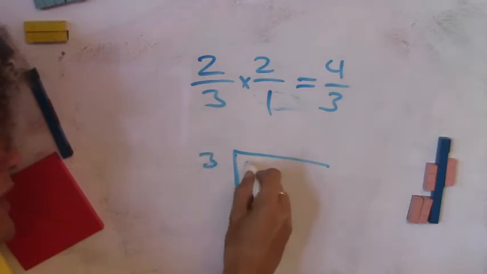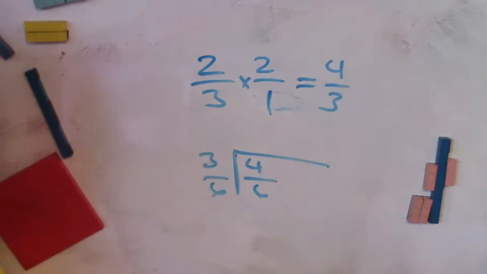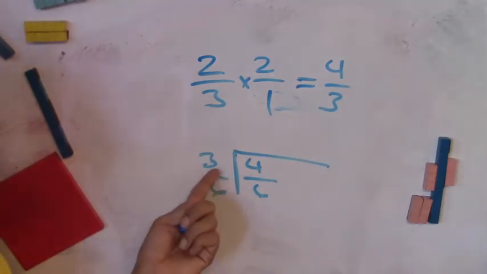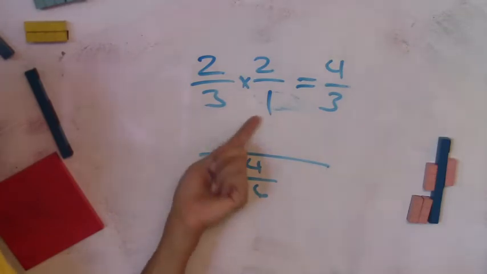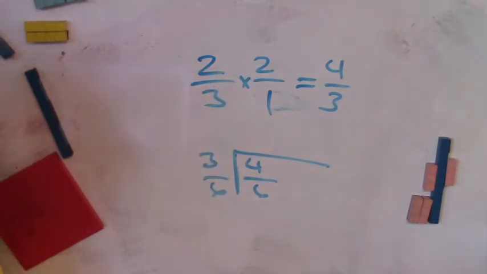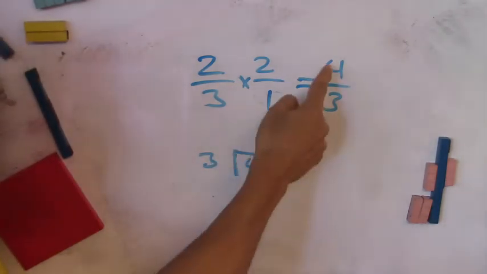And we had 3 and 4 and 6 and 6. So all it does is that invert and multiply thing. It just gives you a quick shortcut. So I don't have to do all of this. I can just invert and multiply, and I'm done. Why do it the hard way? Because we're done. That's it. 3, 4. There it is.